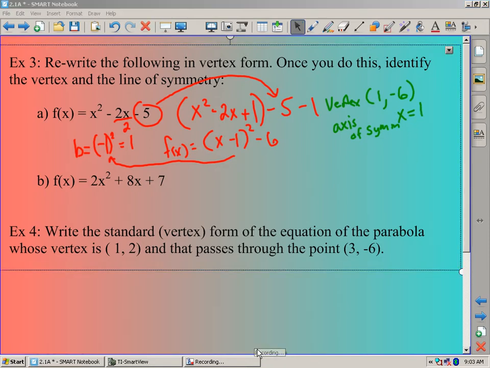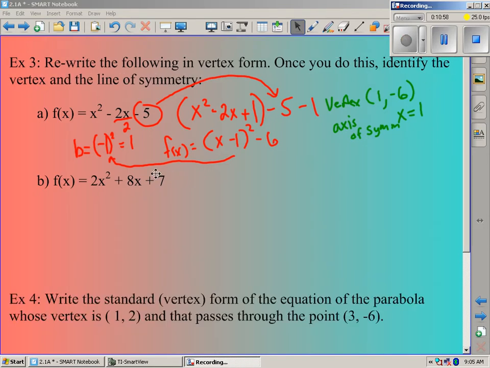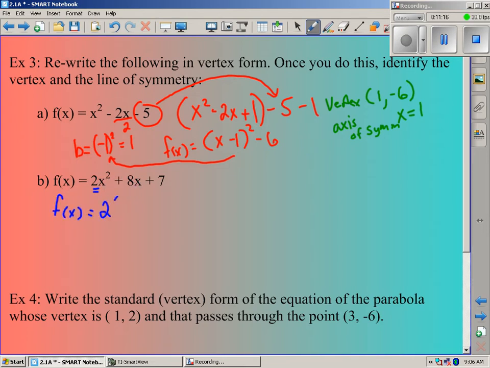Continuing on with completing the square, it's a little bit different as soon as we have a number in front of x squared. You'll notice that it didn't take very much to do the first one. When we have a number in front of our x squared, the first thing we need to do is factor that out of our x terms. So I'm going to write this as 2 times (x squared plus 4x), and I'm going to leave the 7 alone over here. I'm just not going to deal with it for the time being.